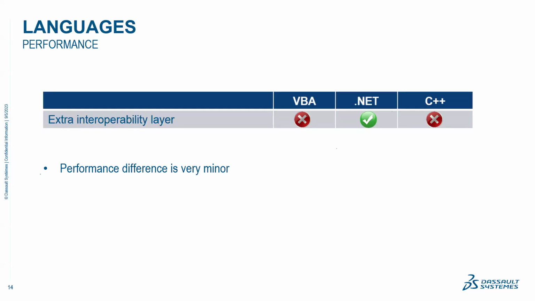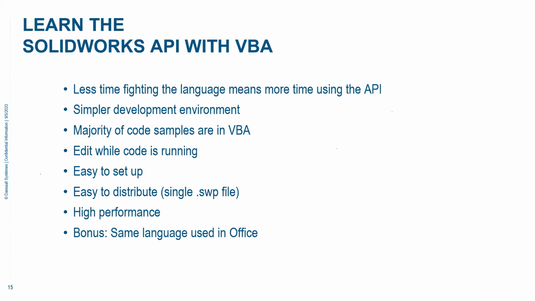So technically .NET is a little bit slower, but this is pretty minor. That's not why you would typically decide between one of those. So all this being said, let's really get down to the bottom line here. I still recommend learning the SolidWorks API with VBA. I think Amin would agree with that. I know you've been on a VBA kick. There's just a lot of good reasons why it's simplest to learn with that.